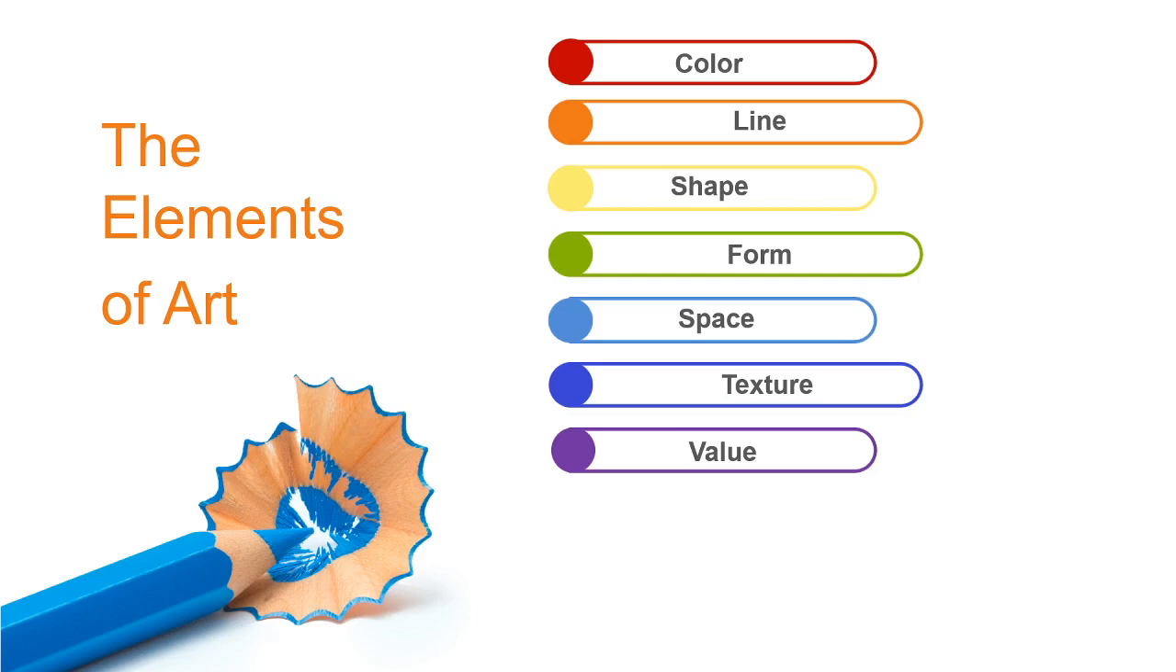The elements of art are the building blocks of art. You really can't have art without them. They are what is in art. They're what it's made of. They are color, line, shape, form, space, texture, and value. And I'm going to give you a quick run through on them.